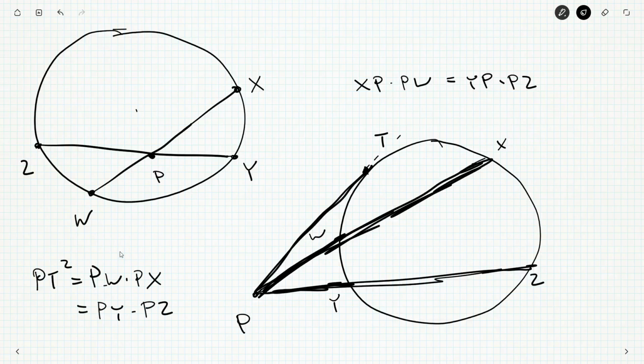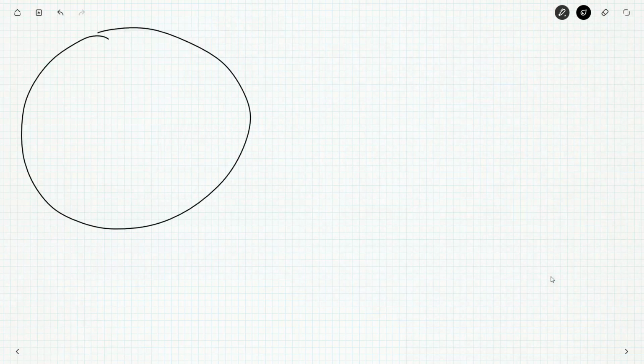So in our picture, we've got AB is tangent, so AB is sort of the power of the point that we're working with, and we're talking about P squared in the result that we want. Okay, so for our picture, got A here, and B is out here.